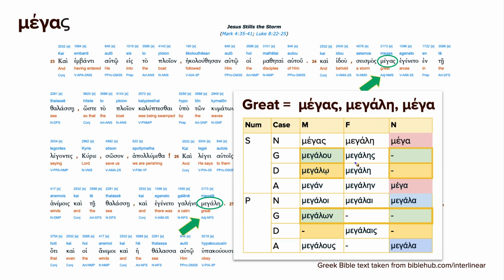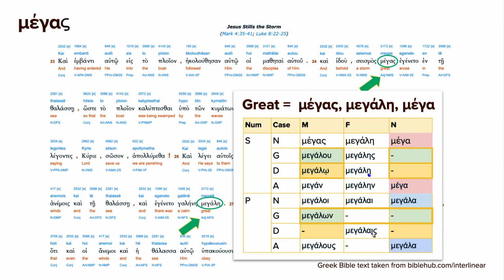And then megalou, megales. This would be megalou again, but we don't have a neuter use of the genitive singular mega in the Bible. These dashes mean they're just not in the New Testament. Of course, it existed in ancient Greek. Again, megalo with this iota subscript was for the dative masculine. And then megale, this should have iota subscript. Accusative megan, megalen, mega. And remember, mega stays the same if it's neuter in nominative and accusative. Megalon, and they don't have a feminine genitive plural or a neuter genitive plural in the New Testament.